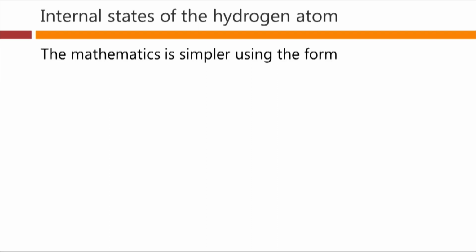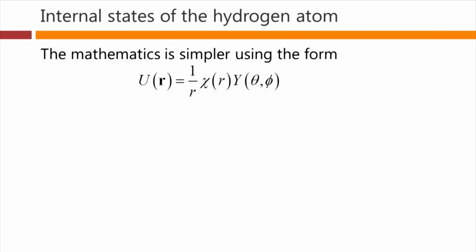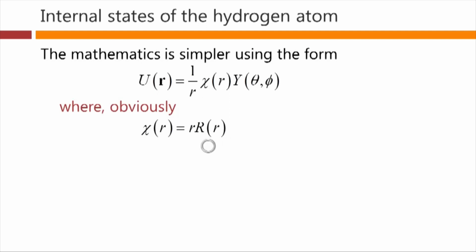Now, the mathematics of this is much simpler if we make a minor change. If we use this form with 1 over r times some other function we're still going to figure out, here we've called it chi of r, instead of the capital R of r that we had before. And obviously, of course, this function chi of r is simply related to that previous function we proposed. Chi of r is equal to little r times capital R of little r.